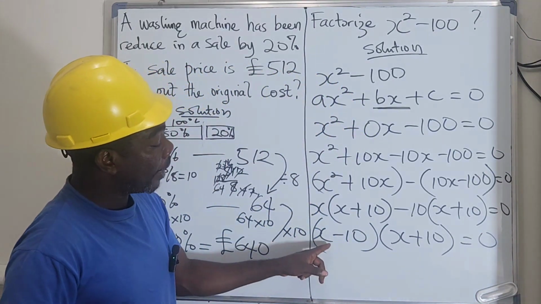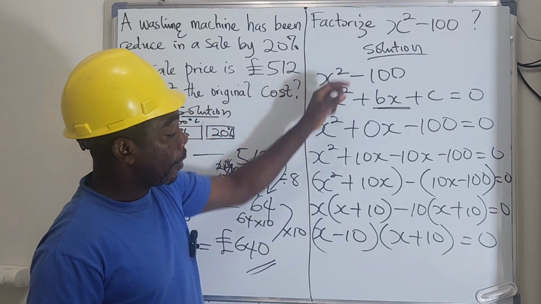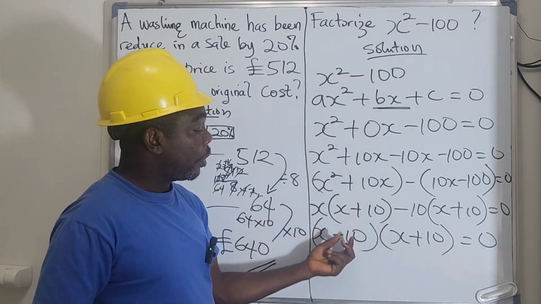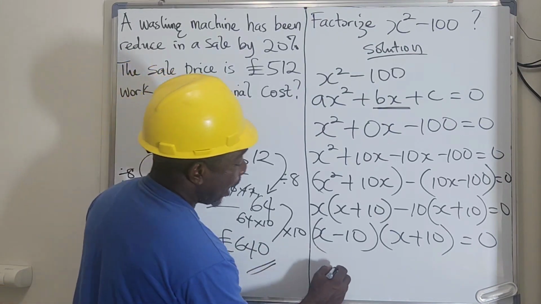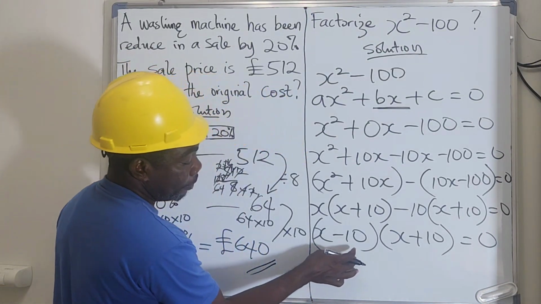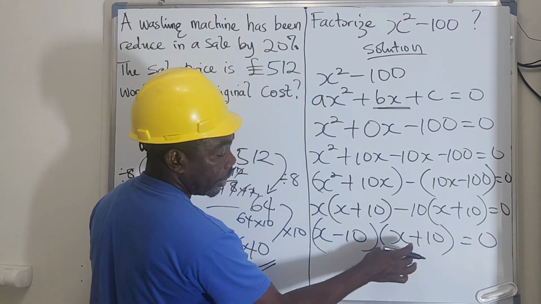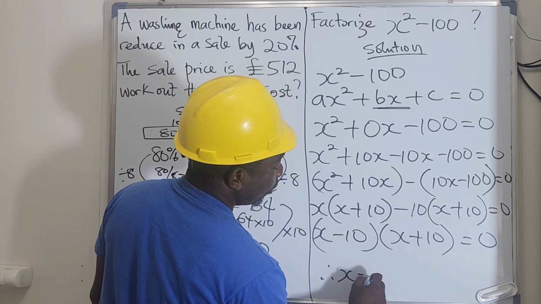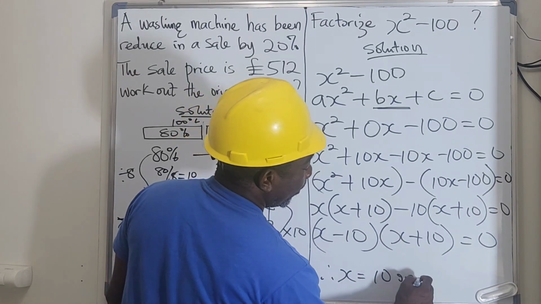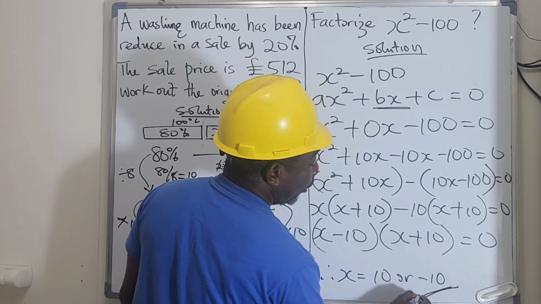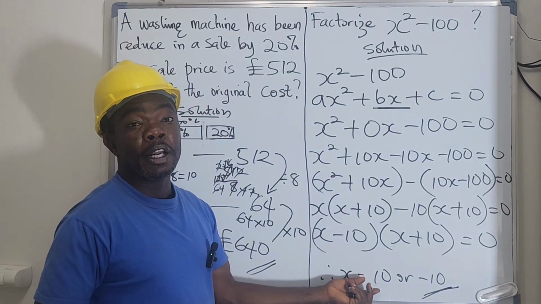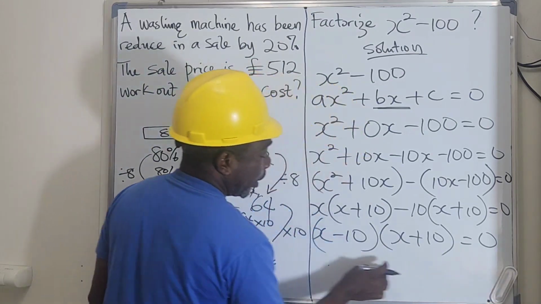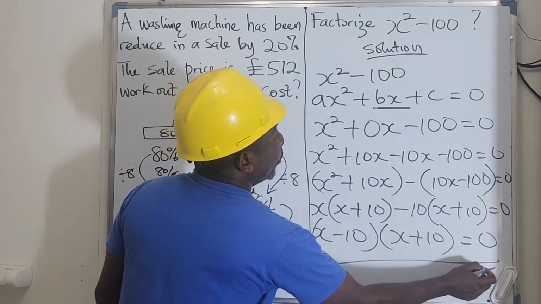This is the factorization of this equation. We can go ahead and say that x equals 10 or minus 10, because the first parenthesis equals 0 or the second parenthesis equals 0. That is the value of x, but we were not asked to find the value of x. We were asked to factorize, so factorizing gives us this. This is the answer to this question.